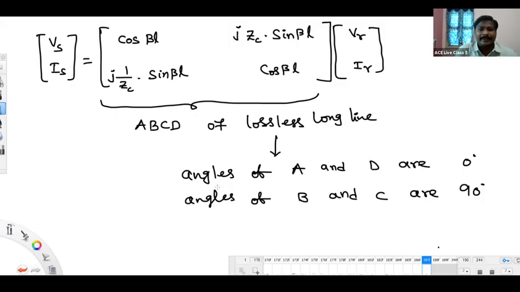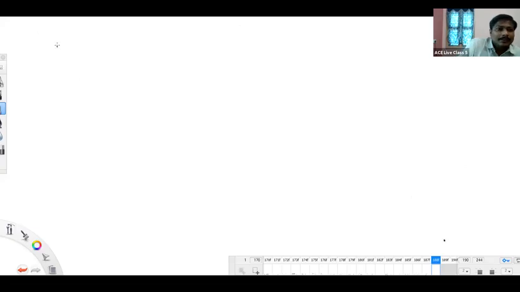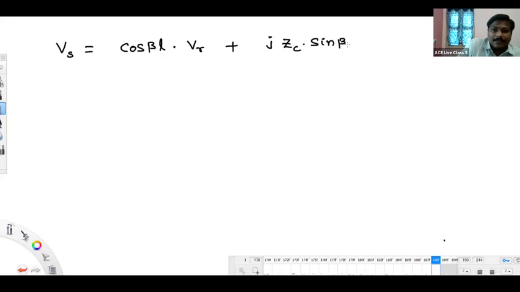So let's continue like this now. Let's take the VS equation here. The sending end voltage equation is VS equals cos βL into VR plus j Zc sin βL into IR. Like that we are getting that equation for the sending end voltage VS.